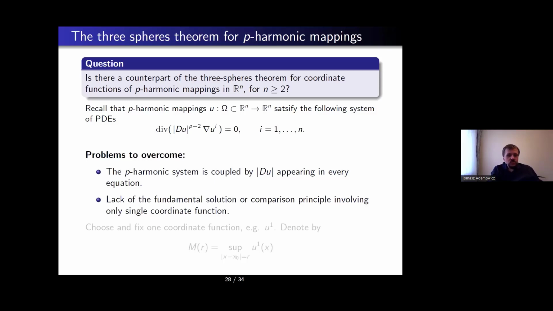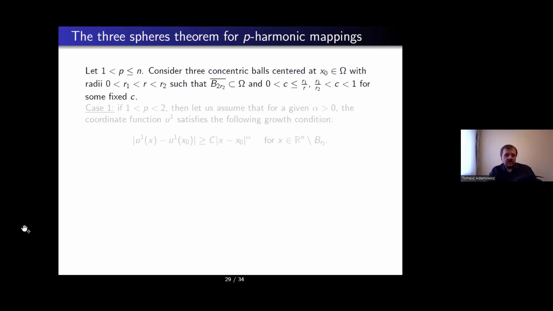So what we may do? First, let us choose and fix one coordinate function, for instance, U1. Whatever I'm going to present from now on can as well be stated for all other component functions of the p-harmonic map. Denote by M of R a supremum of this component function over a sphere centered at x0 with radius R. And then let us formulate the three spheres theorems.